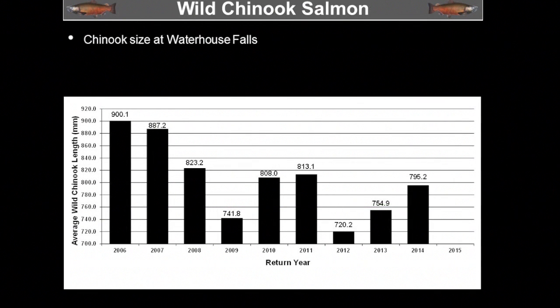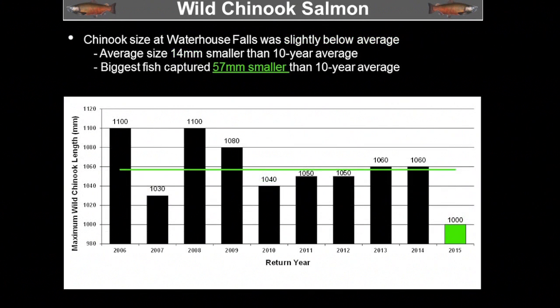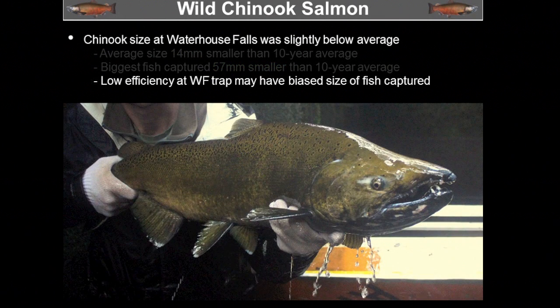The size of Chinook captured at Waterhouse Falls in 2015 was slightly below average at 790 millimeters. This was 14 millimeters smaller than the 10-year average, and the biggest fish captured in 2015 was 57 millimeters smaller than the 10-year average. However, low efficiency at Waterhouse Falls may have biased the size of fish captured.